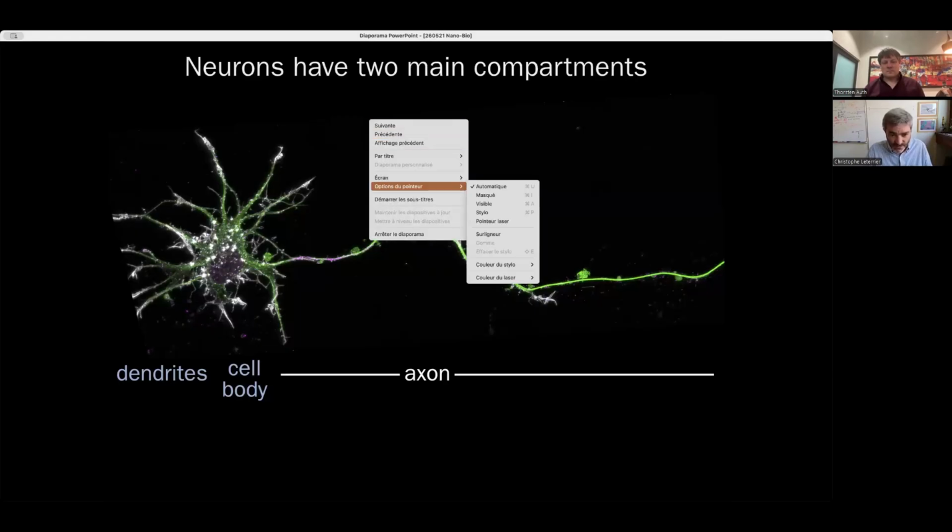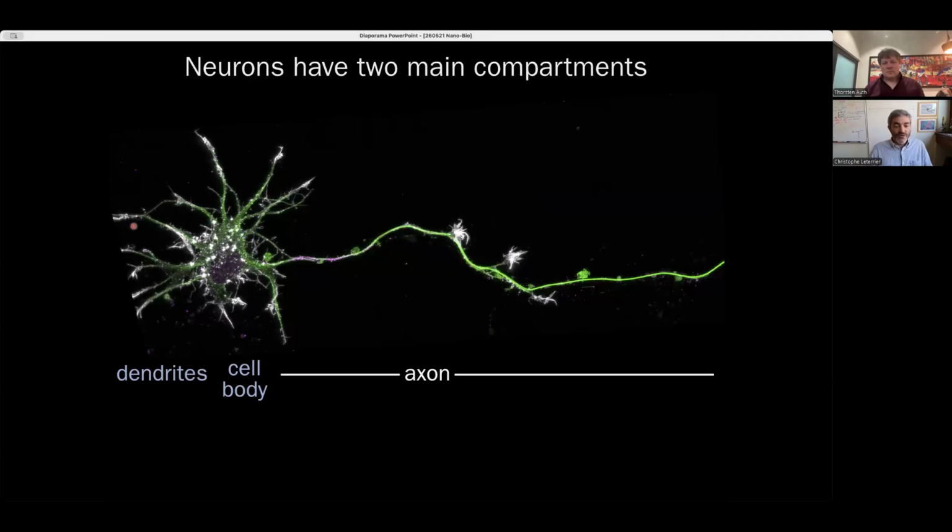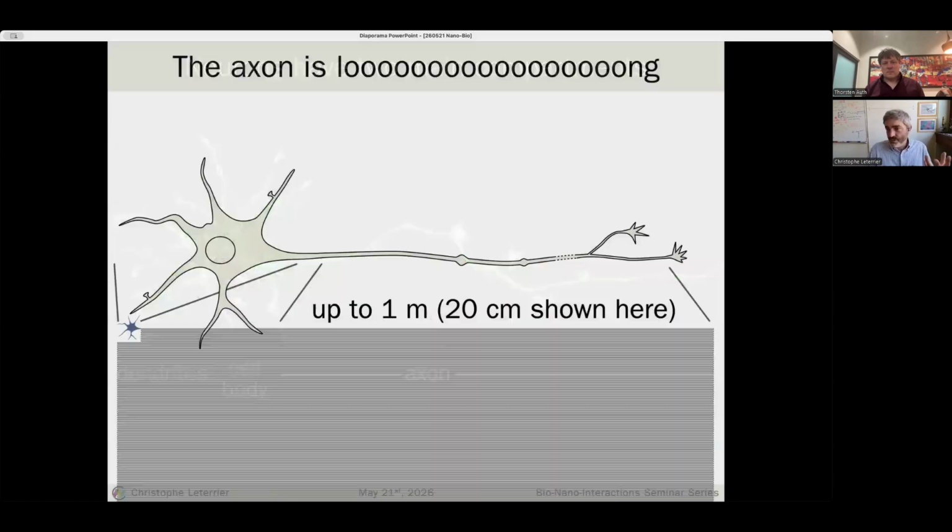I'll try to get the pointer. Yes, okay. The cell body and the dendrites on the left and the axon on the right that is longer and that connects the cells. And of course, this polarity is even more extreme than that because the axon is actually much longer usually than what this cartoon is showing. I drew a neuron here, which would be a motoneuron that has a 1 meter axon, and to scale the cell body would be here. And here you would have only 20 centimeters of its 1 meter of axon described.